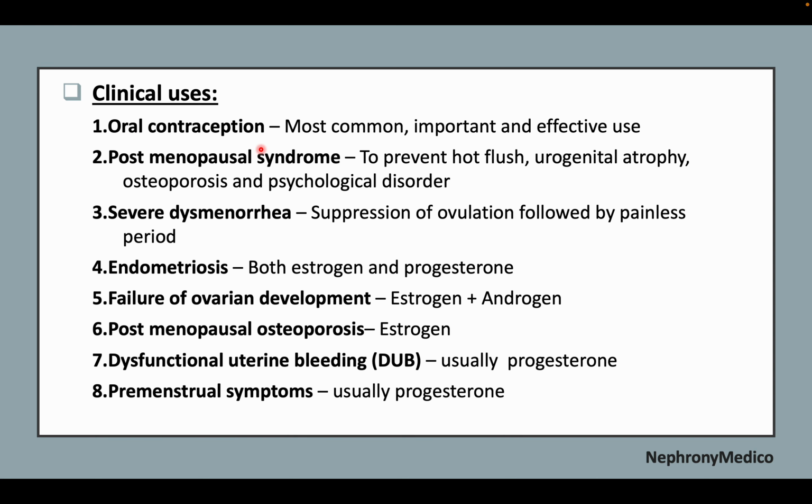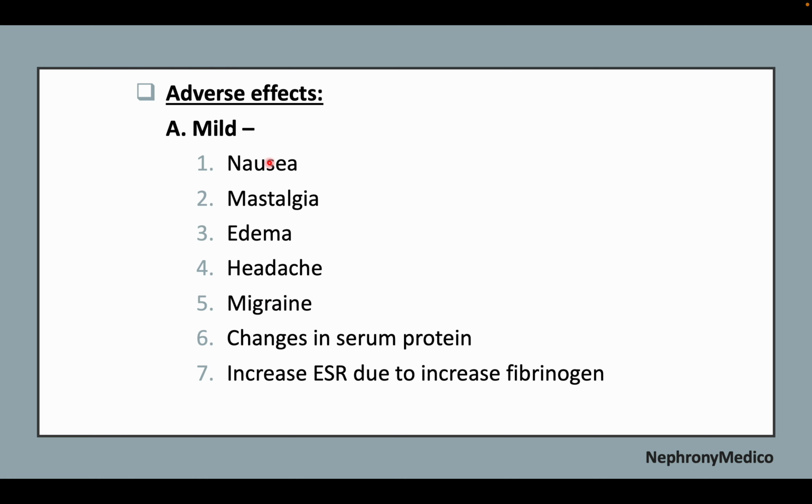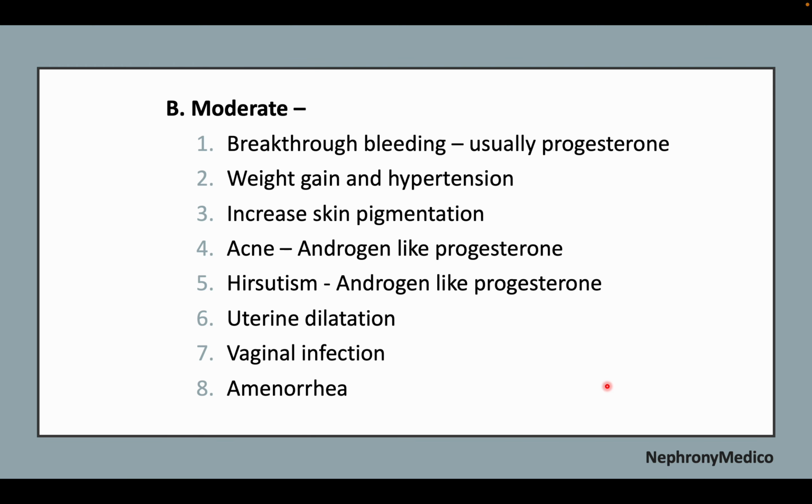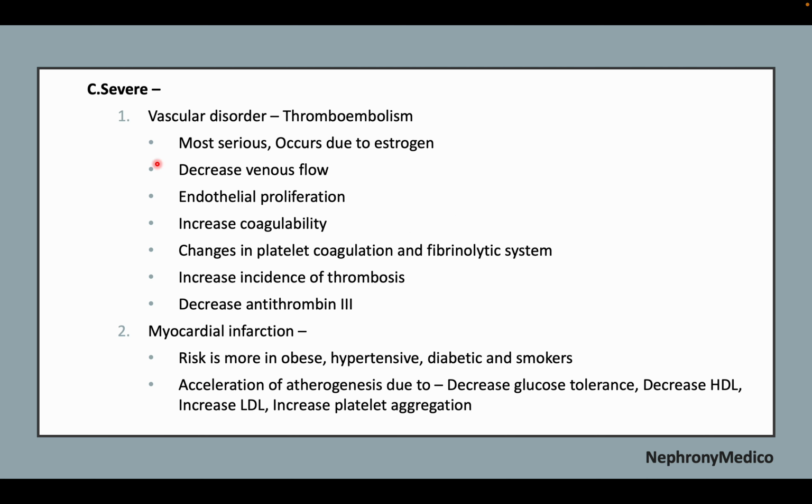Clinical uses include oral contraception, postmenopausal syndrome, severe dysmenorrhea, endometriosis, failure of ovarian development, postmenopausal osteoporosis, dysfunctional uterine bleeding, and premenstrual symptoms. Adverse effects: mild ones include nausea, mastalgia, edema, headache, migraine, changes in serum protein, and increase in ESR due to increase in fibrinogen. Moderate ones include breakthrough bleeding, weight gain and hypertension, increased skin pigmentation, acne, hirsutism, uterine enlargement, vaginal infection, and amenorrhea. Severe ones include vascular disorders like thromboembolism, decrease in venous flow, endothelial proliferation, and increased coagulability. Myocardial infarction may be seen.